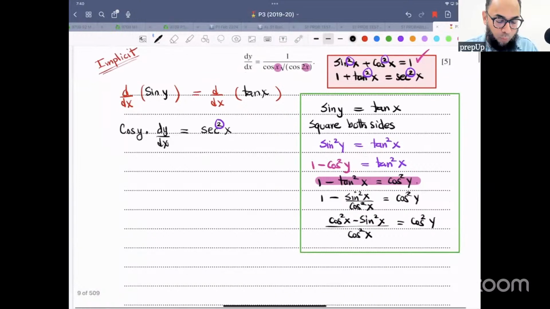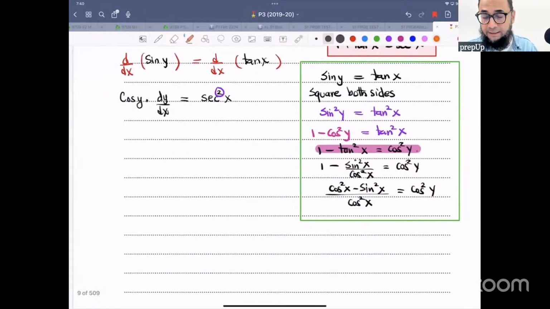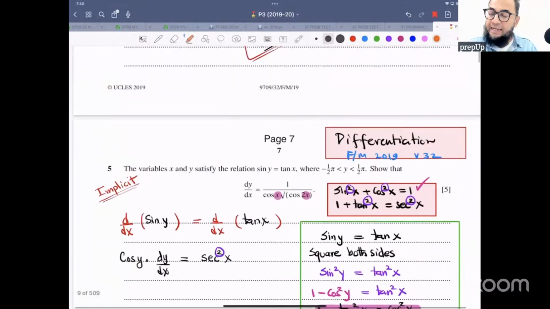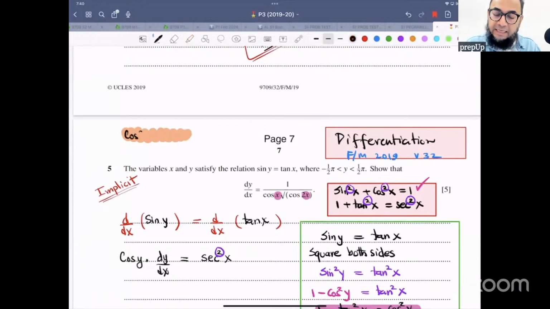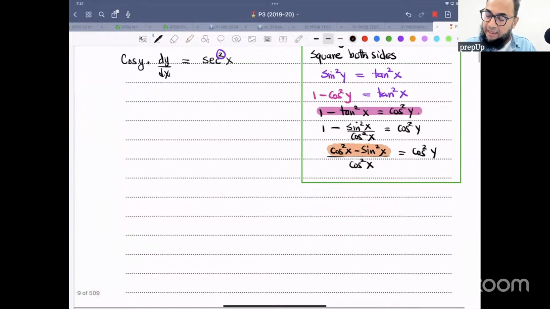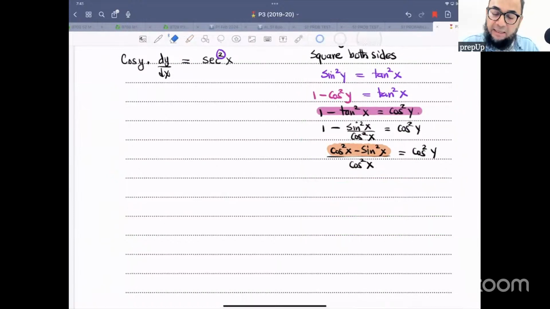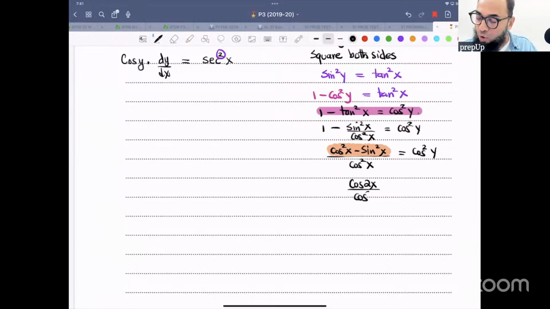The reason being, this orange thing which I'm highlighting, what exactly is this? Isn't this orange thing the same as a double angle formula? So cosine 2x is cos square x minus sine square x. So therefore, let me remove this green barrier, and this is cosine of 2x over cosine square x. That is equal to cosine square y.